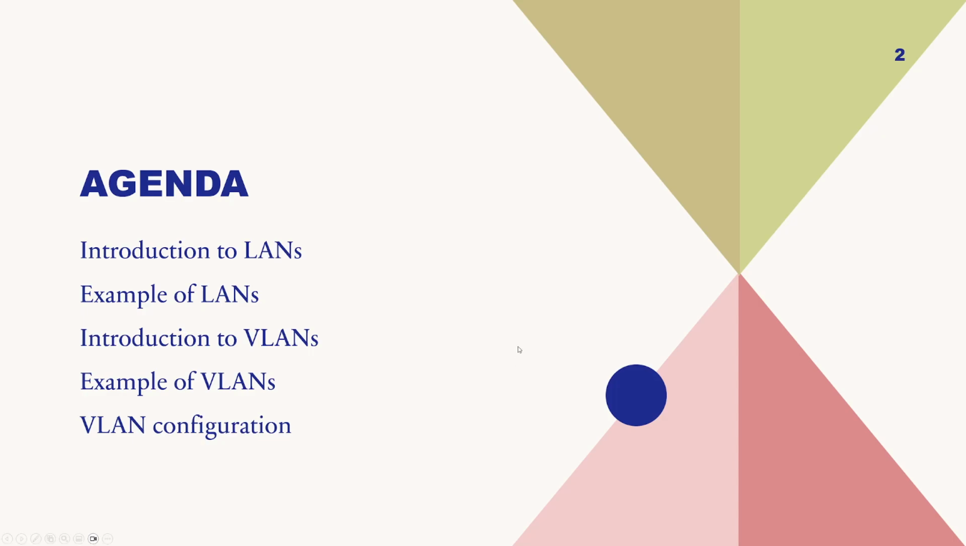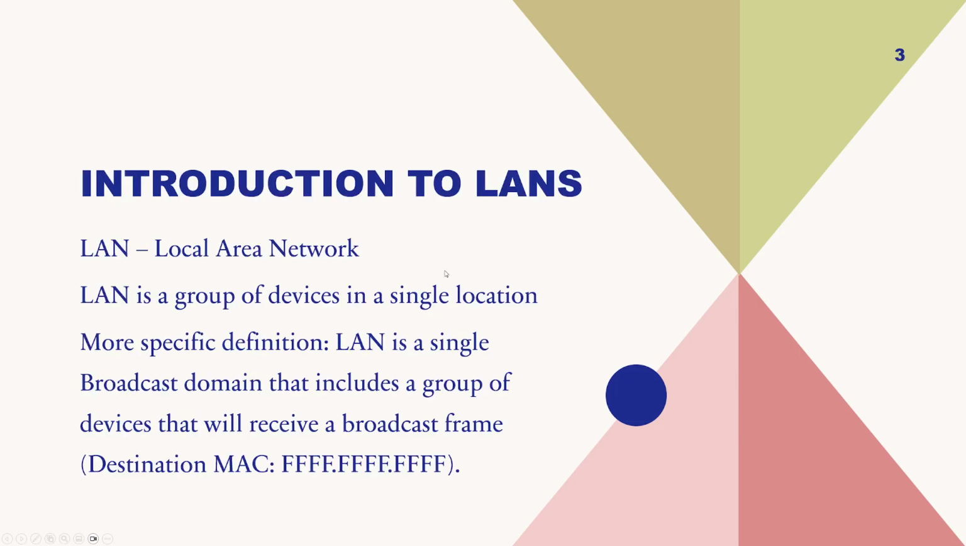So before I get into VLANs, we need to understand what a LAN is first. A LAN stands for local area network. A LAN is a group of devices in a single location, which could be an office, your personal home office, or your work office.